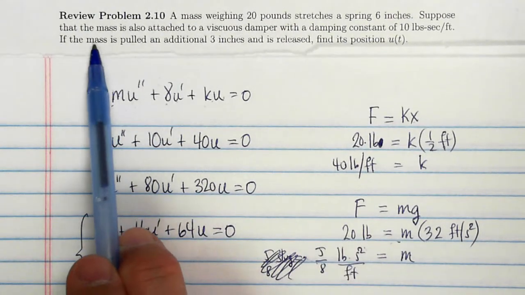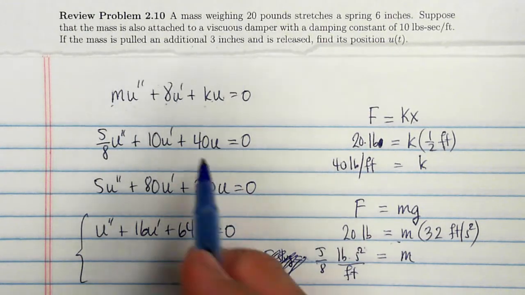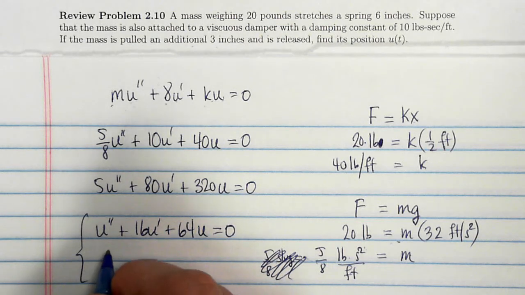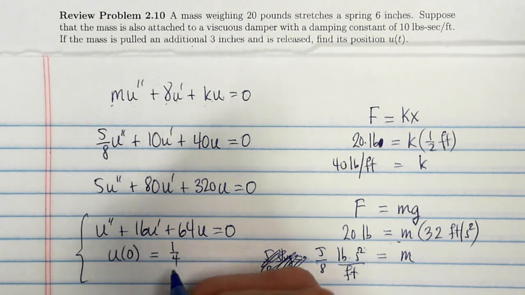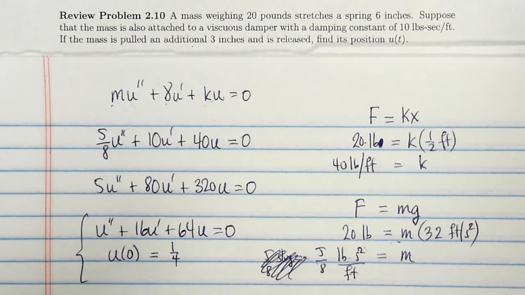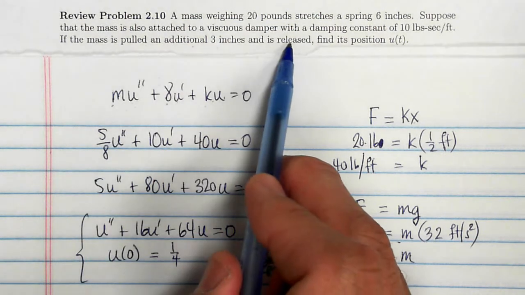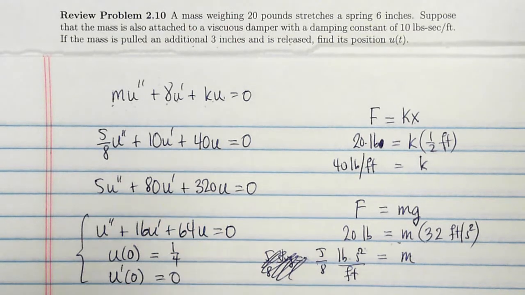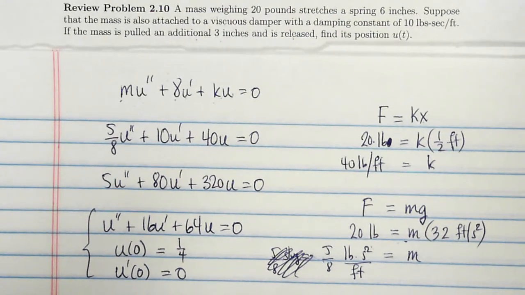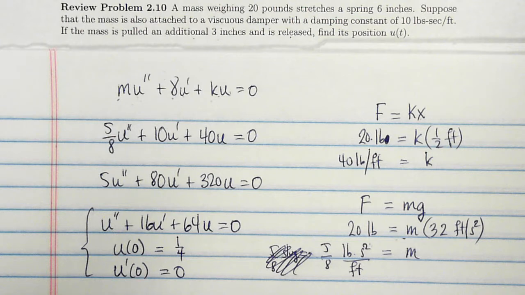I also have initial conditions. If it's pulled an additional 3 inches, so u of 0 is equal to 1/4 of a foot, pulling it from equilibrium. So u of 0 is equal to 1/4. And also it's pulled and released, so there's no initial velocity that's given, so u prime of 0 is equal to 0.